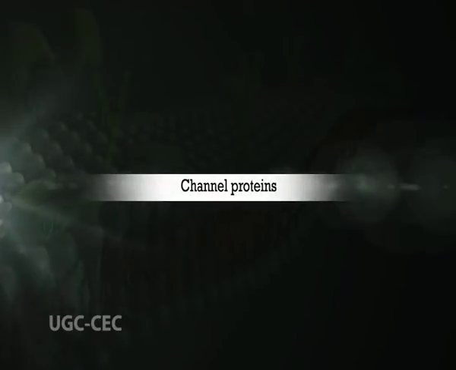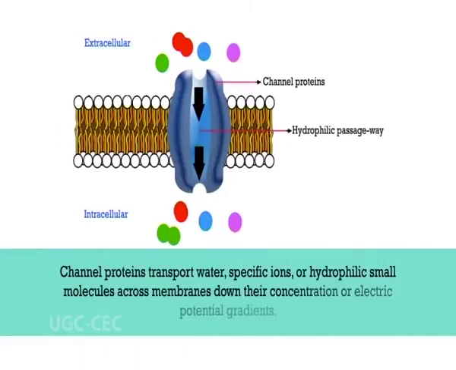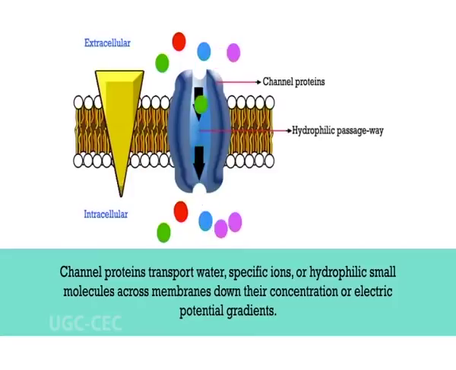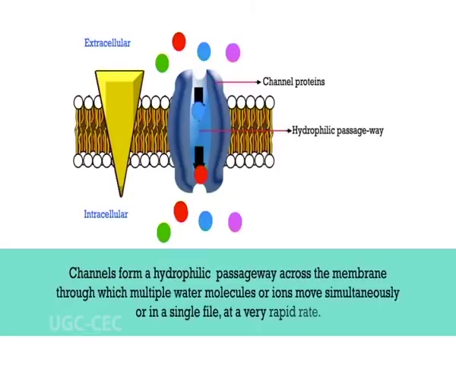Now let's look into the channel proteins. Channel proteins transport water, specific ions, or hydrophilic small molecules across membranes down their concentration or electric potential gradients. Channels form a hydrophilic passageway across the membrane through which multiple water molecules or ions move simultaneously or in a single file at a very rapid rate.